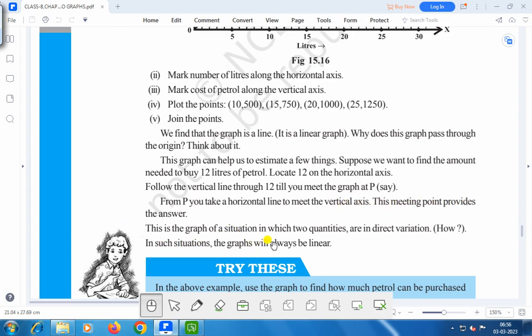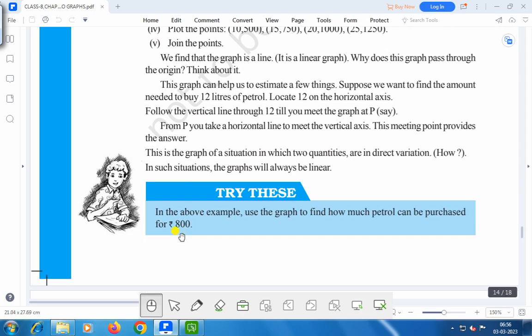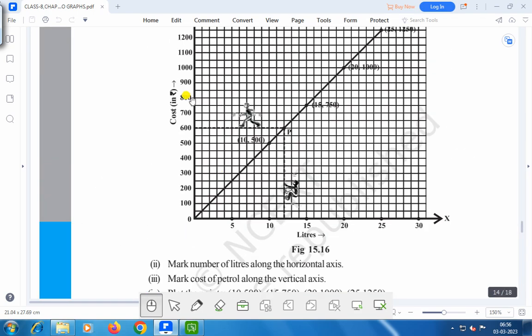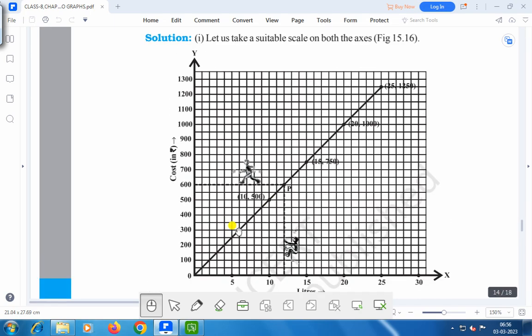This is the graph of a situation in which two quantities are in direct variation. In such a situation, the graph will always be linear. In the above example, use the graph to find how much petrol can be purchased for rupees 800. Here you can find that 800 is this point. That means liters of petrol will be 16. In this way, you can find various data from this graph, right?